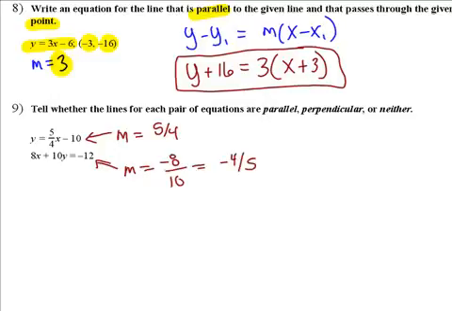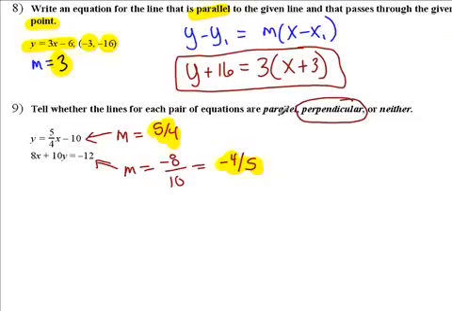Now we compare these slopes. I've got 5/4, and I've got -4/5. Notice one's positive, one's negative, and they're flipped over. 5/4 is flipped over from 4/5 and vice versa. When that happens, we have what are called opposite reciprocals. Opposite means one's positive, one's negative. Reciprocals means that one's flipped over, basically. So that's perpendicular. When you get slopes that are opposite reciprocals, they're perpendicular.